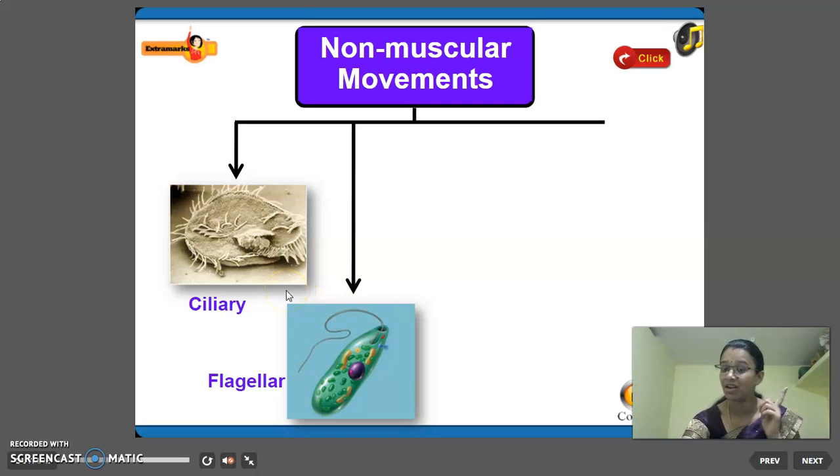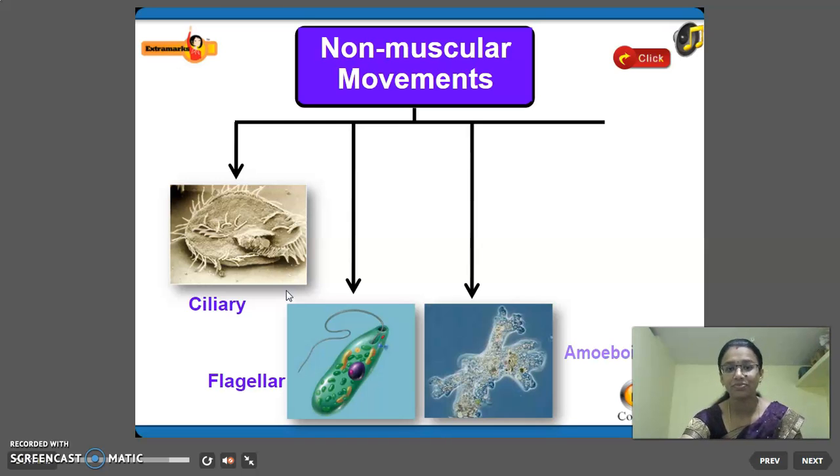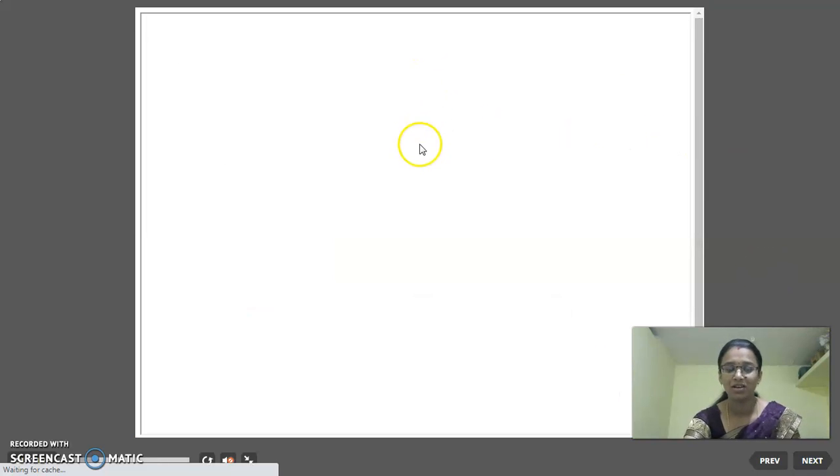Ciliary movement I have explained already. And the next one is amoeboid movement. So these are all types of non-muscular movement. I told you about ciliary and amoeboid. They don't have muscles; they move their entire body. And then muscular movement takes place in human beings and in animals. Now we are going to study this non-muscular movement. Okay, children.